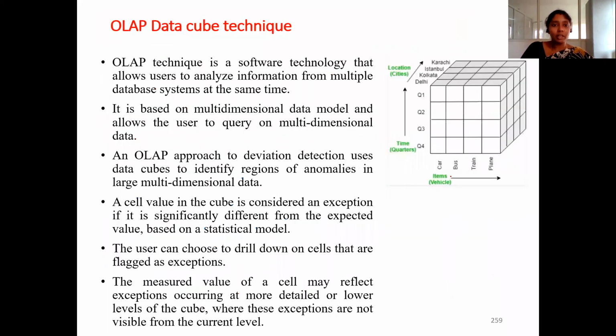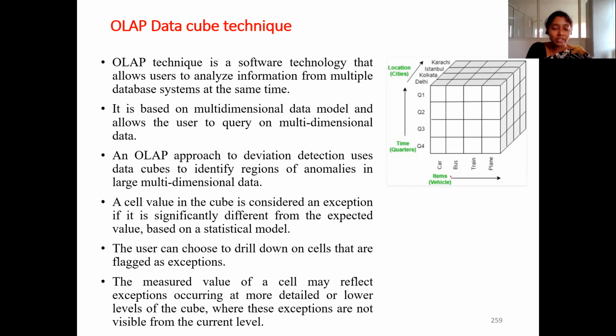And coming to the second technique, the OLAP technique. We already know OLAP, right? The OLAP technique is a software technology that allows users to analyze information from multiple database systems at the same time. It is based on a multidimensional data model and allows the user to query on multidimensional data. An OLAP approach to deviation detection uses data cubes to identify regions of anomalies in large multidimensional data.